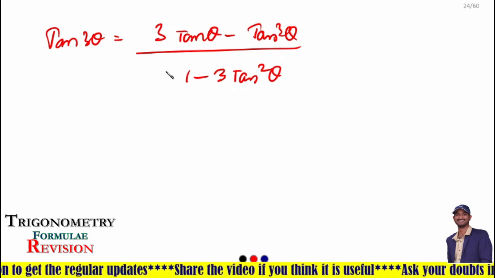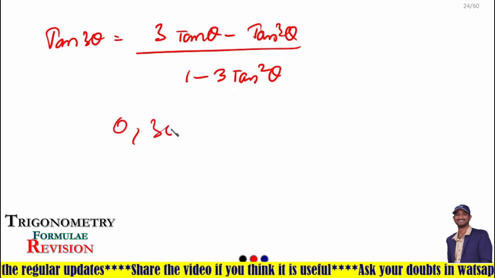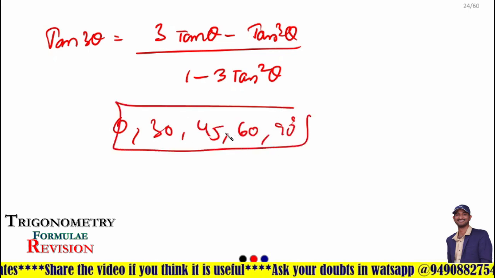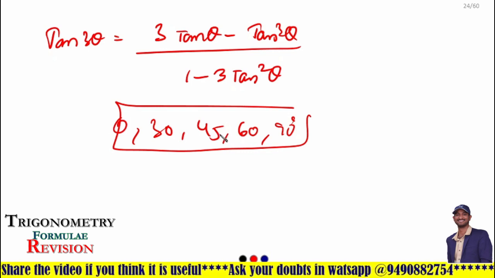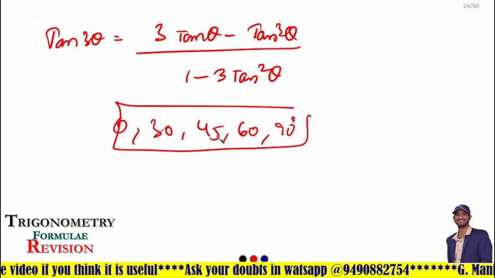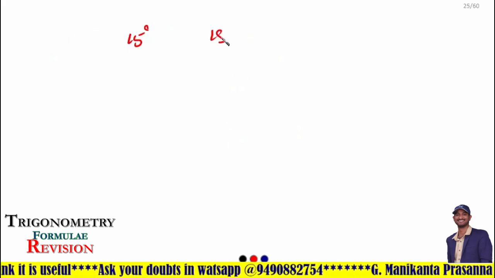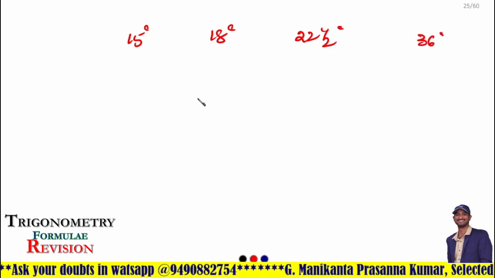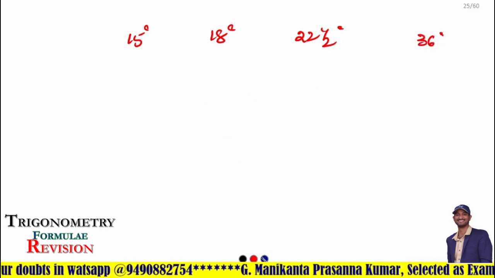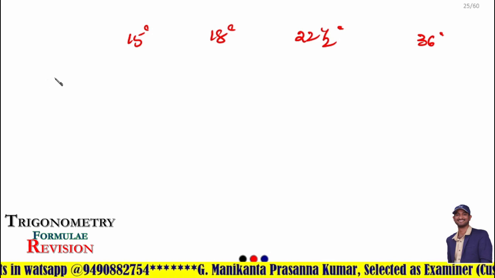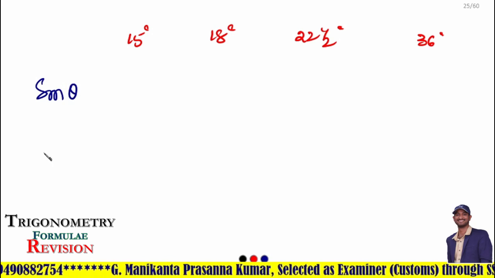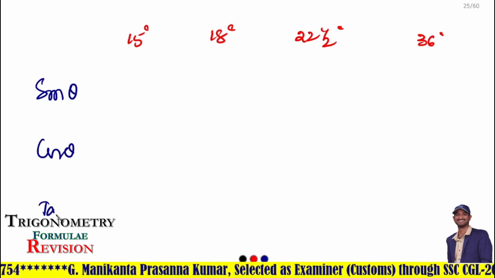And next thing, not only the specific angles 0, 30, 45, 60 and 90. When you are preparing for an exam like SSC CGL Tier 2, definitely you have to remember some other angles. What are those other angles? 15 degrees, 18 degrees, 22.5 degrees and also 36 degrees. These are also very important for the exam. I'll tell you the trigonometric ratios of these angles like sin theta, cos theta and tan theta.